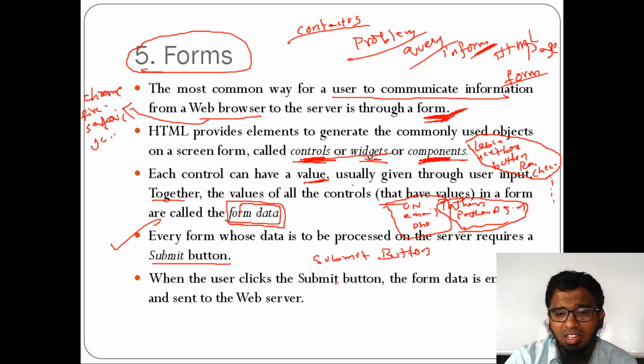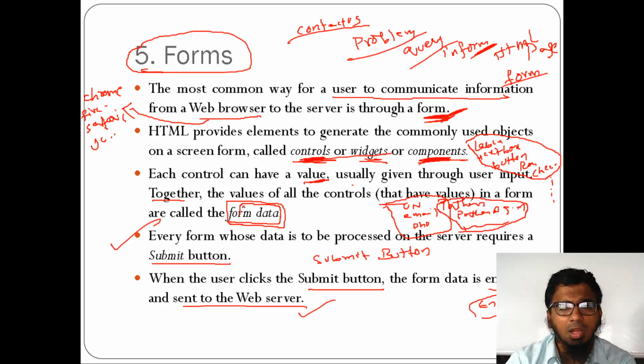When the user clicks the submit button, the form data is encoded and sent to the web server. Whenever, after filling all the data with all validation, it will go to the server. It will first be encoded, which means encrypted. You can say encrypted. Encoded means some code is applied and it is sent to the web server. Okay, so this is a form.